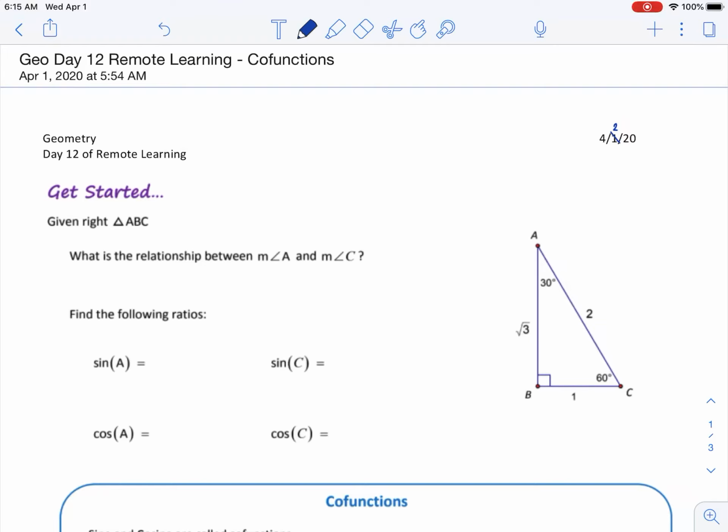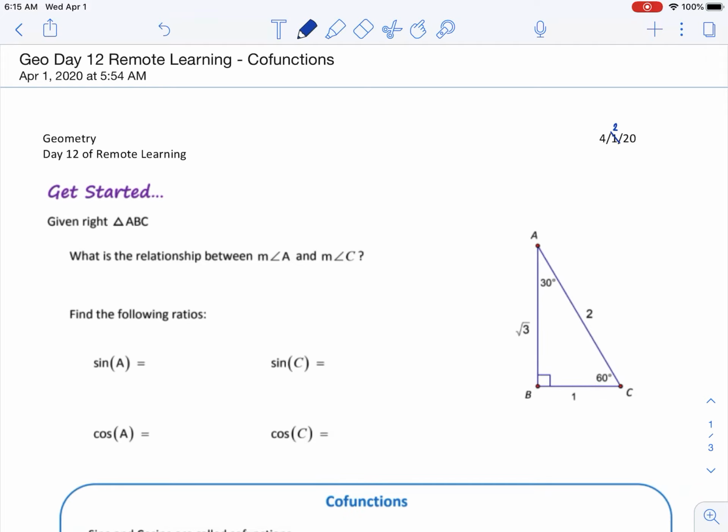So the first thing I want you to look at is this triangle. Notice it's a 30, 60, 90 triangle, to review the ratio of the sides. But the first question I'm asking is, what's the relationship between angle A and angle C?